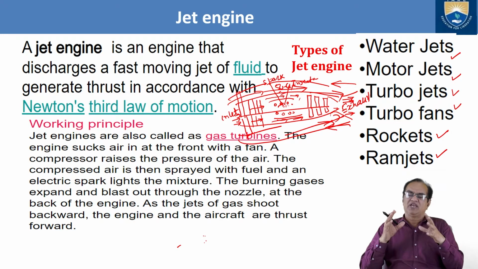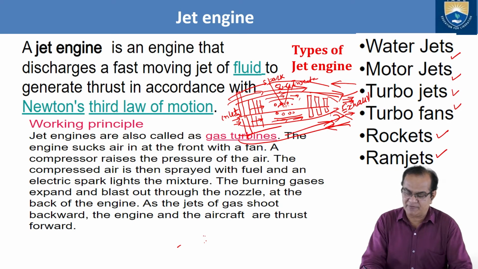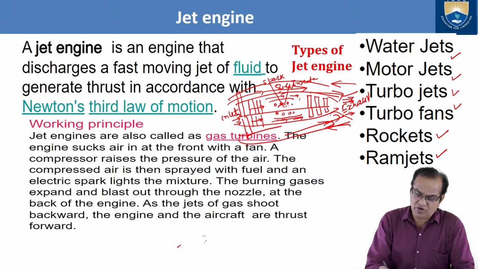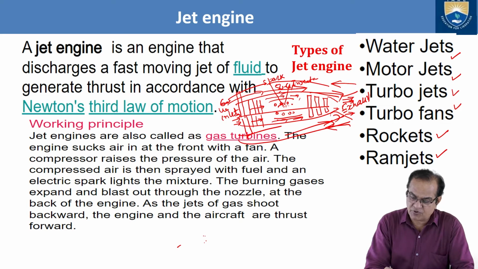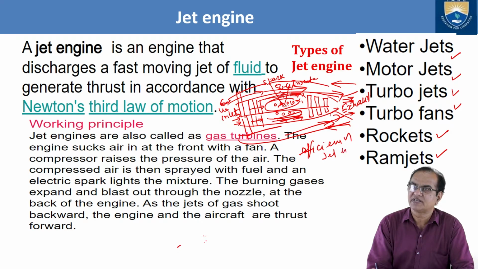To avoid that, in this type of system only 40% will enter the core and 60% will enter the fan. Out of this 40, only 10 to 15% will take part in the burning and the remaining will go here. So the efficiency of the system is increased. Efficiency of the jet engine is increased in the turbofan engine.